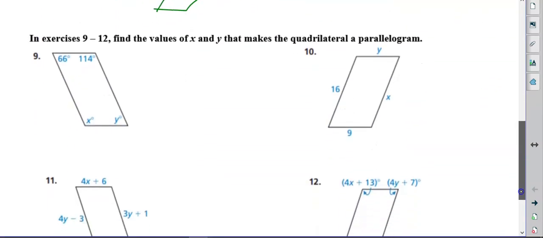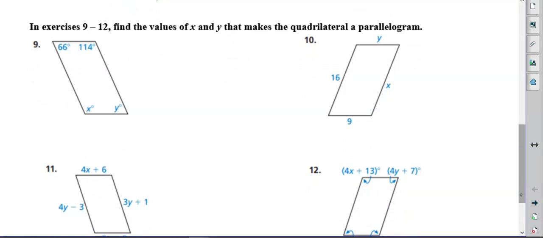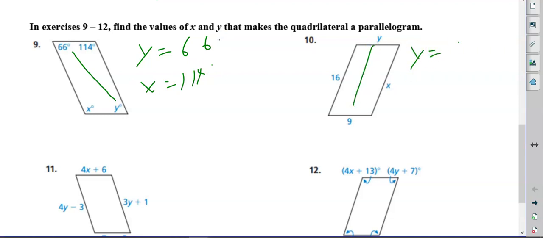All right, find the values of x and y that make the quadrilateral a parallelogram. Well, once again, we know opposite angles are the same, so y is 66 and x is 114. Opposite sides are the same, y is 9, x is 16.